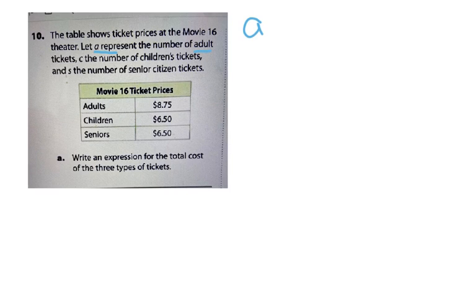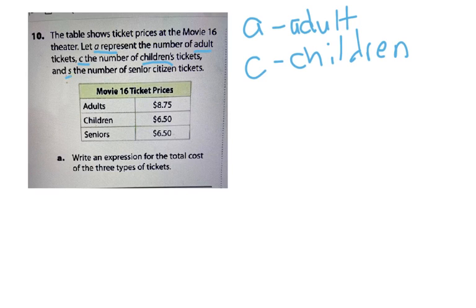So A is for adult. C is for children's tickets. So these are my variables. And then S is for senior citizen. Okay, part A here. So you can see the prices here. Adult tickets are $8.75. Children's tickets are $6.50. And then senior citizen tickets are $6.50.